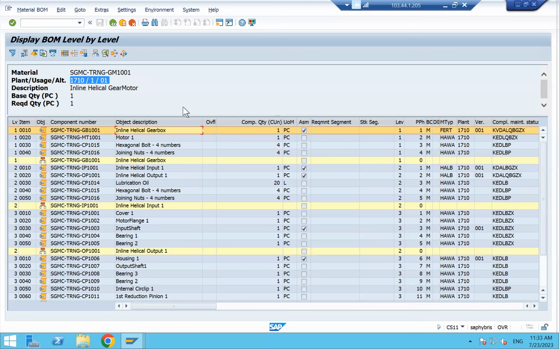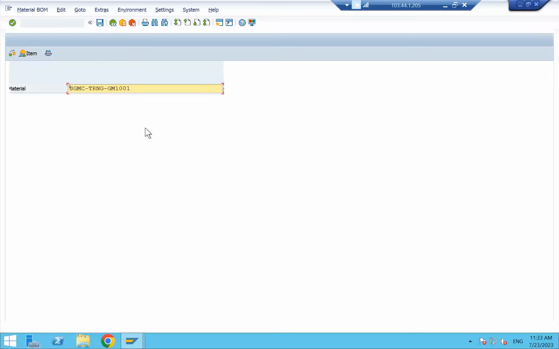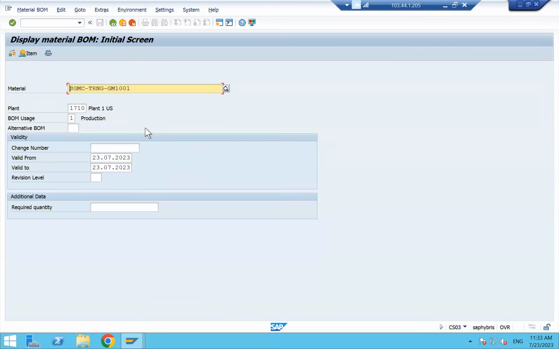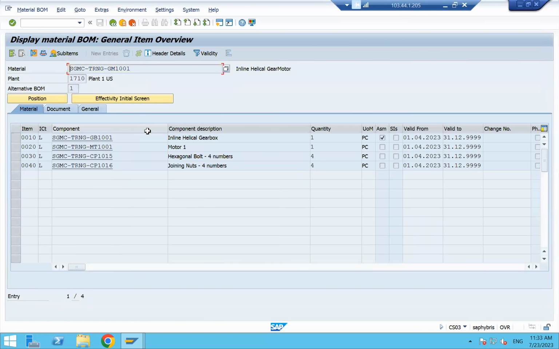Kani, I will explain his point. See, the transaction code for displaying the bill of material is CS03. Now this is the BOM for the gear motor. Now I'm going inside this gear motor. It has a BOM of these items.